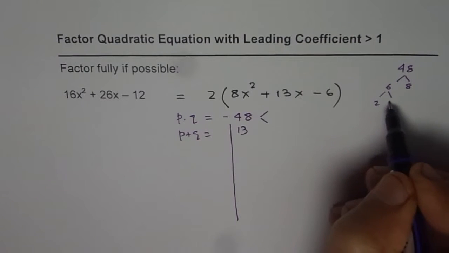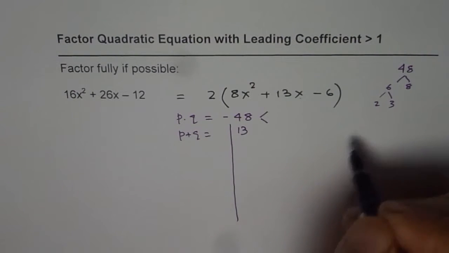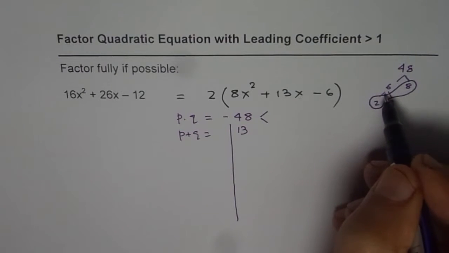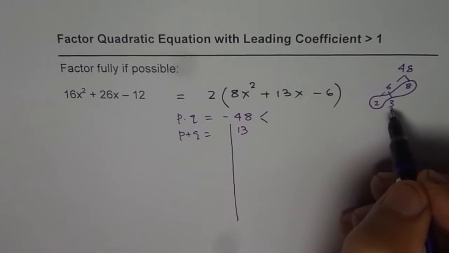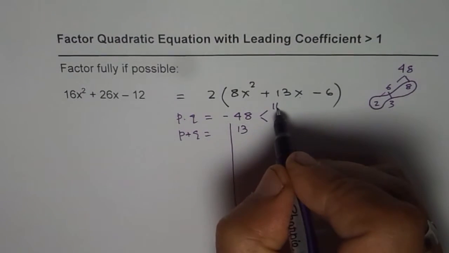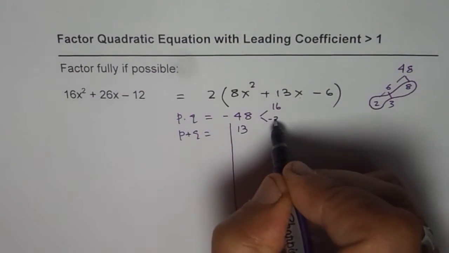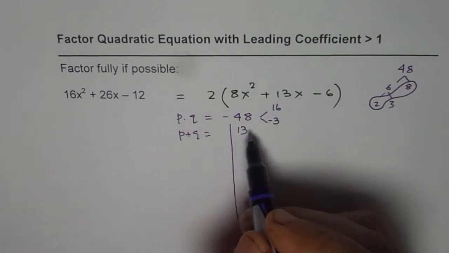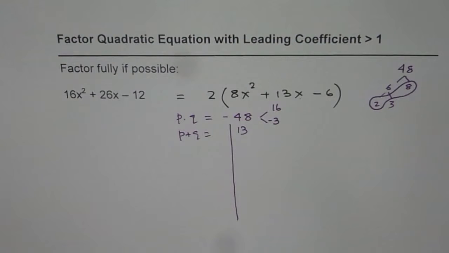Let's factor further. 2 times 3. Now, well, 2 times 8 is 16, and 16 minus 3 will give us the result, correct? So the combination is 16 and minus 3. 16 minus 3, right, is plus 13. When you multiply, you get negative 48. So that works for us.